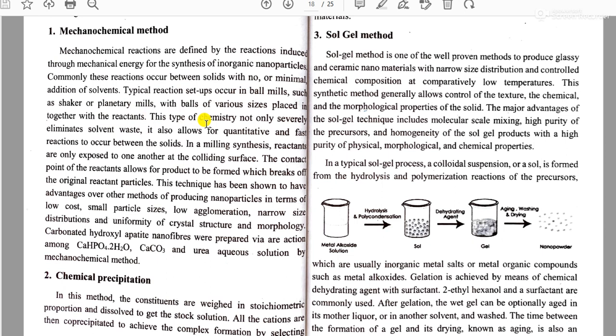This type of chemistry not only severely eliminates solvent wastage, it also allows for quantitative and fast reactions to occur between the solids. So this method eliminates solvent wastage, because we are using either no solvent or a very minimal amount of solvent for this technique. And it also allows for quantitative and fast reactions to occur between the solids.